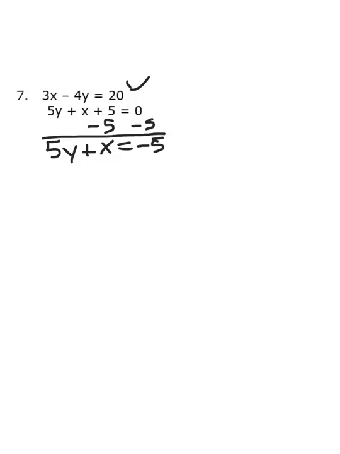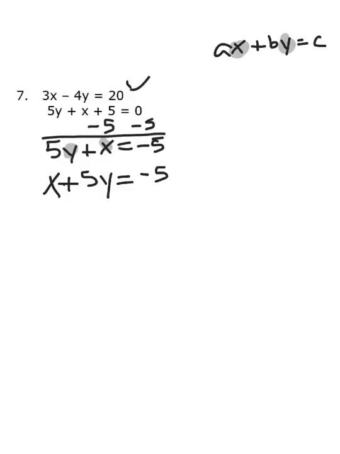The second thing that I want to do is switch the 5y and the x, because standard form states ax plus by equals c. So we need to have the x and then the y, not y and then x. So I'm just going to switch those around. I'm not going to change the value. So it's x plus 5y equals negative 5.